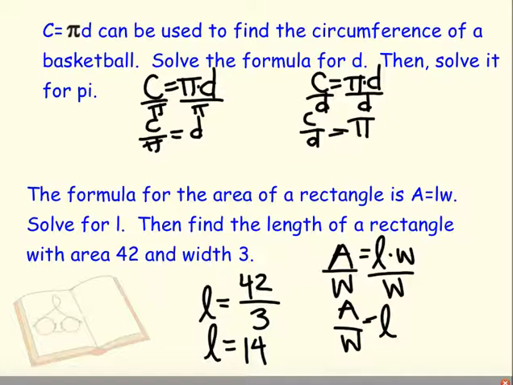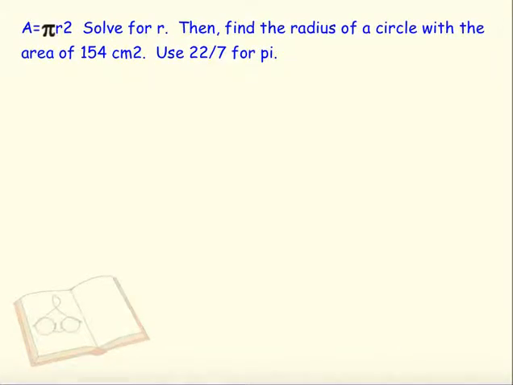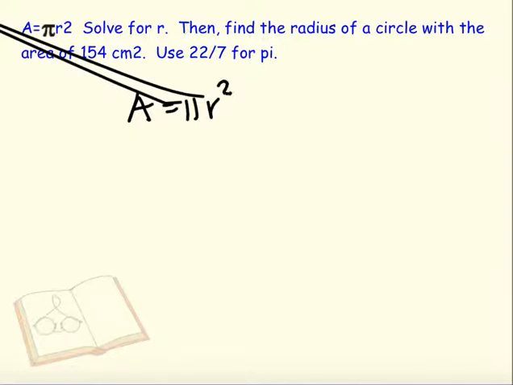All right. A couple more examples here, and then we'll move on to lesson 80. So area equals pi r squared. We need to solve for r. And then we're going to find the radius of the circle with the area of 154 centimeters squared, and we're going to use 22 over 7 for pi. So if I have area equals pi r squared, well, to solve for r, I first need to divide by pi. So I would say r squared is equal to area divided by pi.